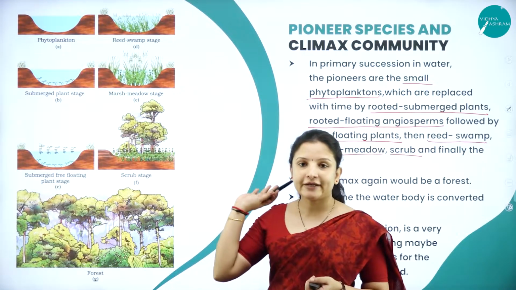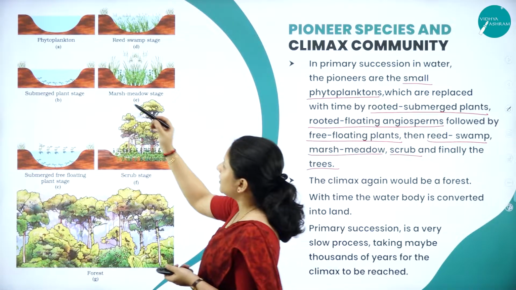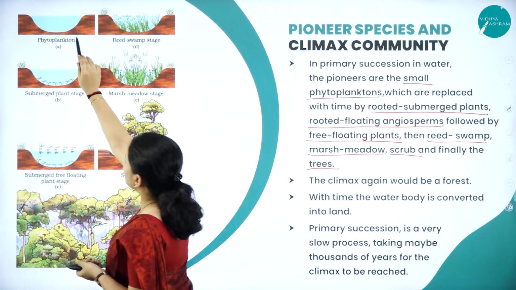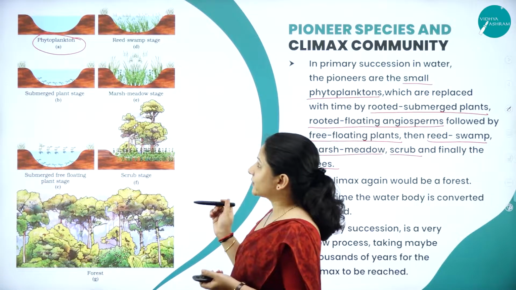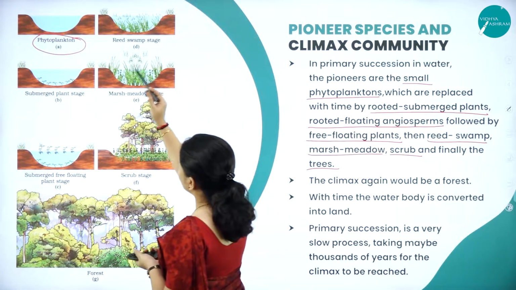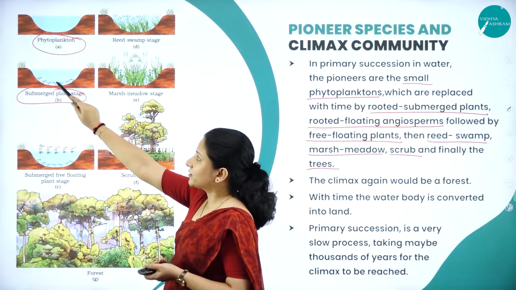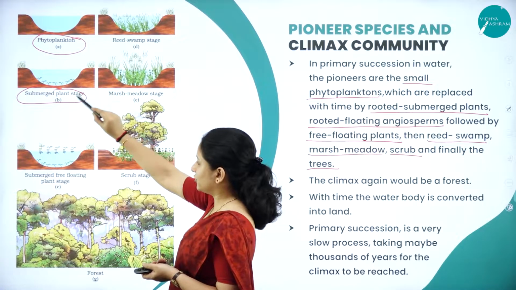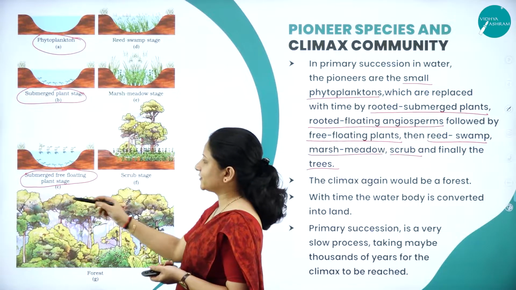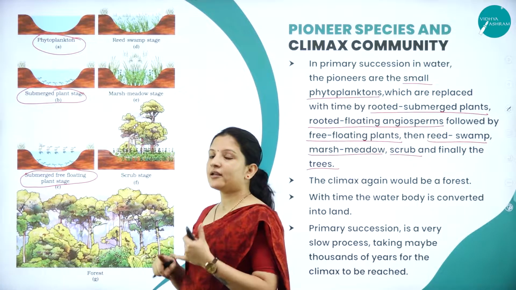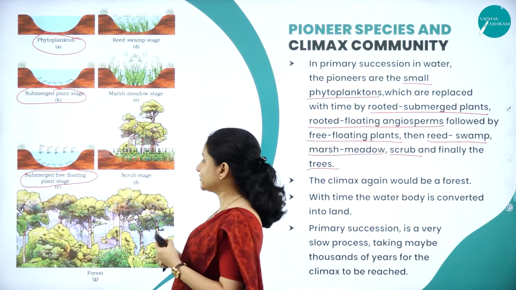Remember in hydrarch succession how it had formed, the same way here. First, the pond will be occupied only by the free floating phytoplanktons. Next, it will be occupied by the submerged plants. Now what is there here? Phytoplanktons are also there, submerged plants are also there. Next, it will be occupied by the submerged free floating plant stage. So here in the pond, what is there now? Phytoplankton, submerged plants and submerged free floating plants will be there.